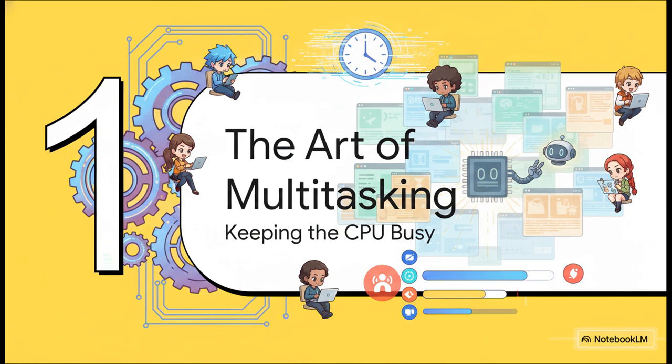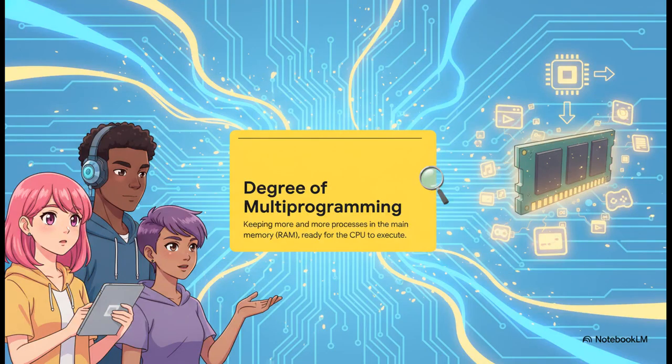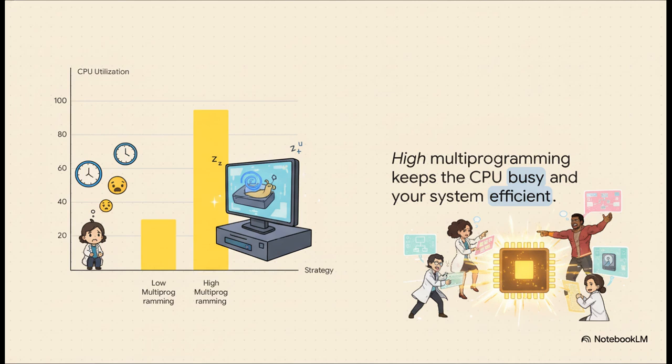Well, that brings us to the whole art of multitasking. Let's dig into how operating systems pull this off. The secret weapon here is something called the degree of multiprogramming. And honestly, it's a pretty simple concept at its core. The idea is to cram as many programs as you can into the computer's fast memory, the RAM. That way, you've always got a lineup of jobs ready and waiting for the CPU to tackle. And the difference this makes? It's huge.